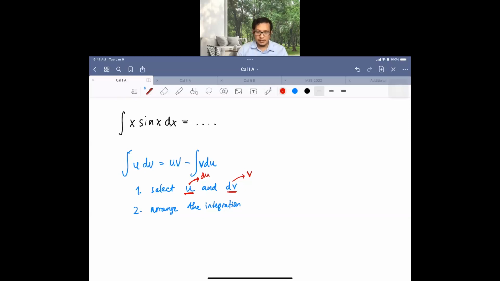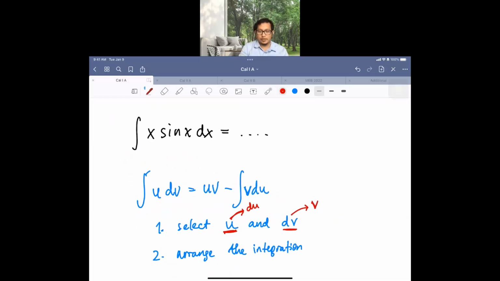Then we have x sine x dx. Of course, the dx part will deal with the integration, so we are just looking at x and sine x. Now, how do we know which part is to be differentiated and which part is going to be integrated?